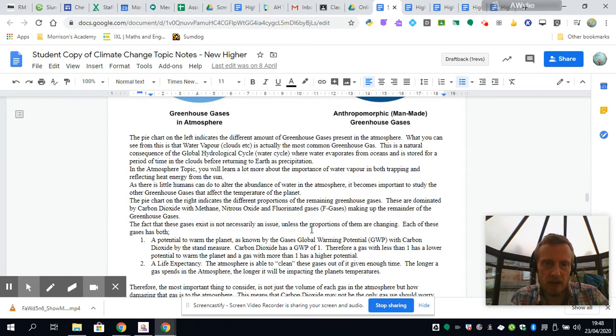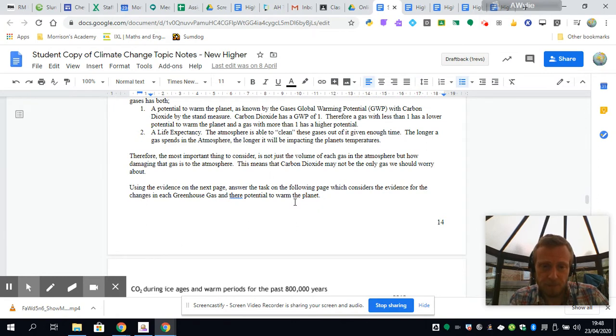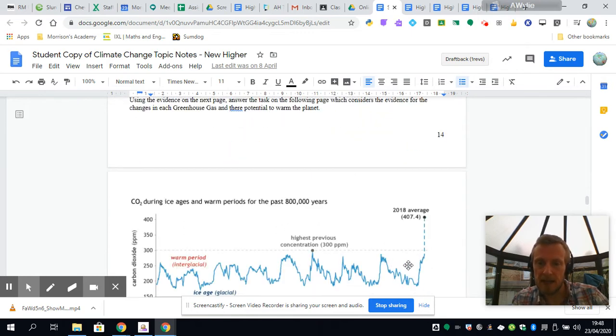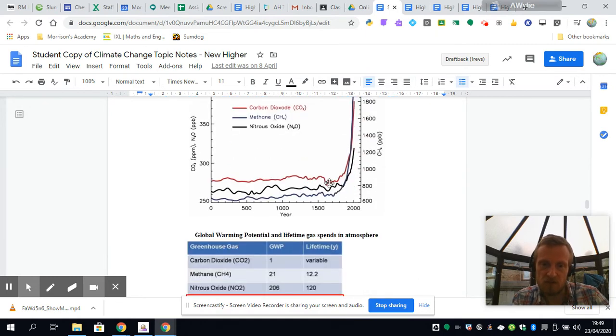I've also given you a little bit of explanation here, which I'd like you to read. Find out what GWP is. That's the global warming potential of a gas. And then start with the next page, which looks at the fact that carbon dioxide has been increasing substantially over the recent period of time. And that graph shows that. We were exploring this idea last week when we were looking at changes in carbon dioxide. Here we can also see that methane and nitrous oxide have risen recently.